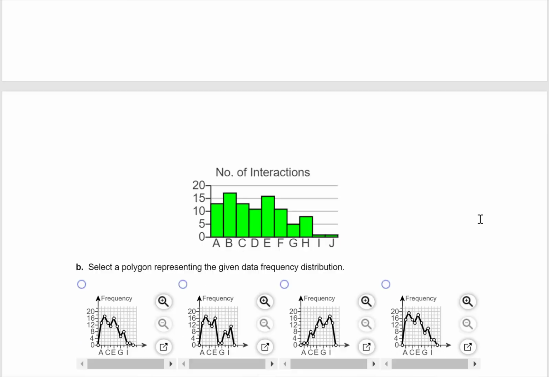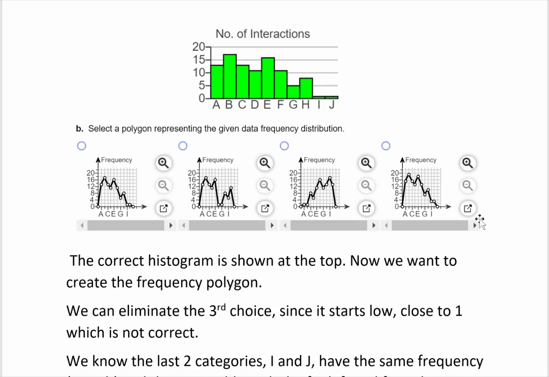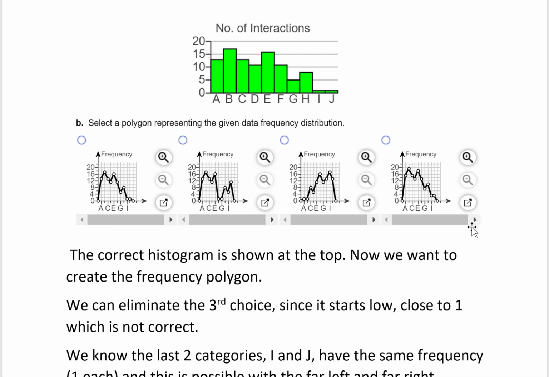Now we want to take the histogram and construct the frequency polygon. So we can eliminate the third choice because we notice in the third choice right here, we don't see it dropping off to the small frequencies that we see here for I and J. We can also eliminate this one. We can also eliminate this one for the same reason. And so we're left with the far left and the far right ones.